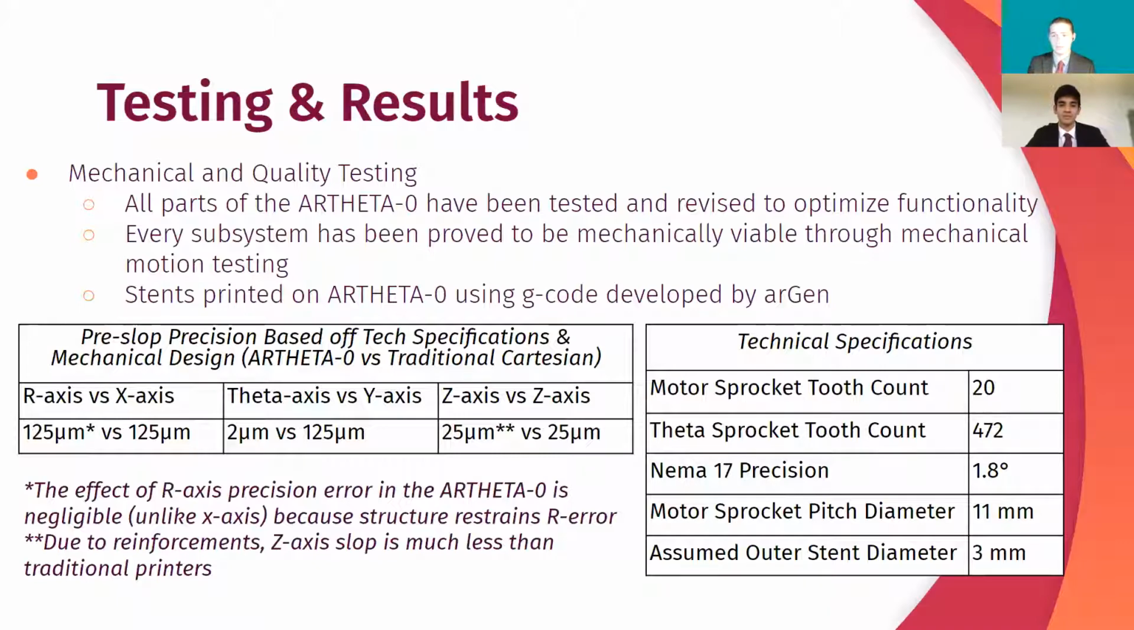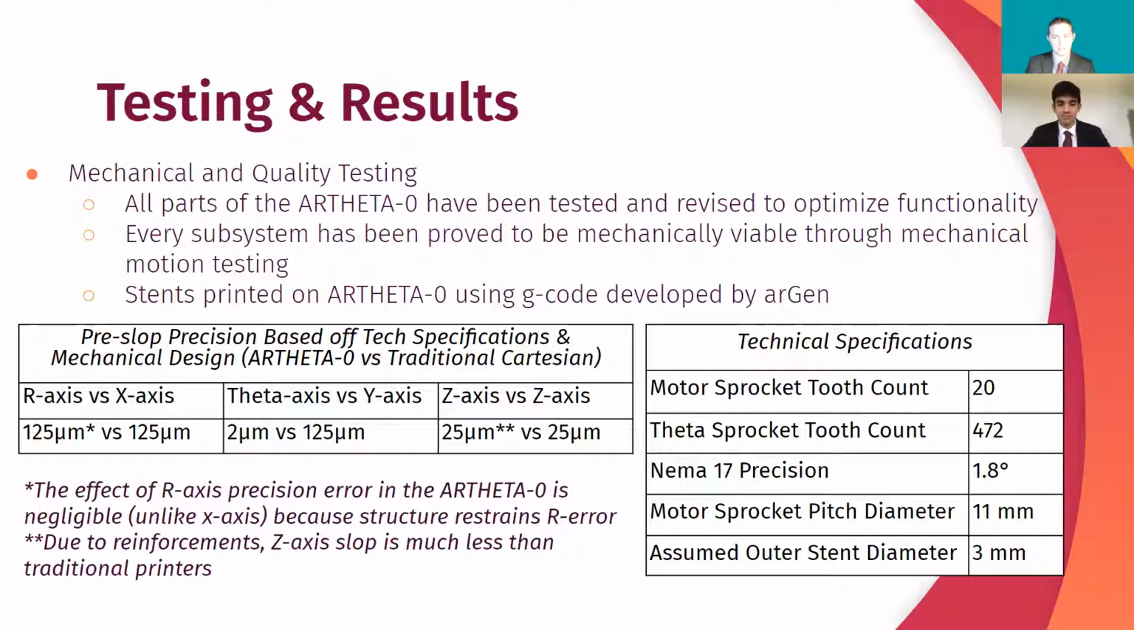So now a little bit about the testing and the results of the printer. So we have carried out mechanical and quality testing on all parts of the R-Theta Zero, and then we have even revised each and every one in order to optimize functionality. Additionally, every subsystem has been proven to be mechanically viable through both mechanical motion testing as well as repeated software testing through G-code that was developed by the RGen software. We've actually put so many revisions into this that not only have we revised and iterated on every component of the printer, but we have even reiterated on both the software and even the full electrical layout.